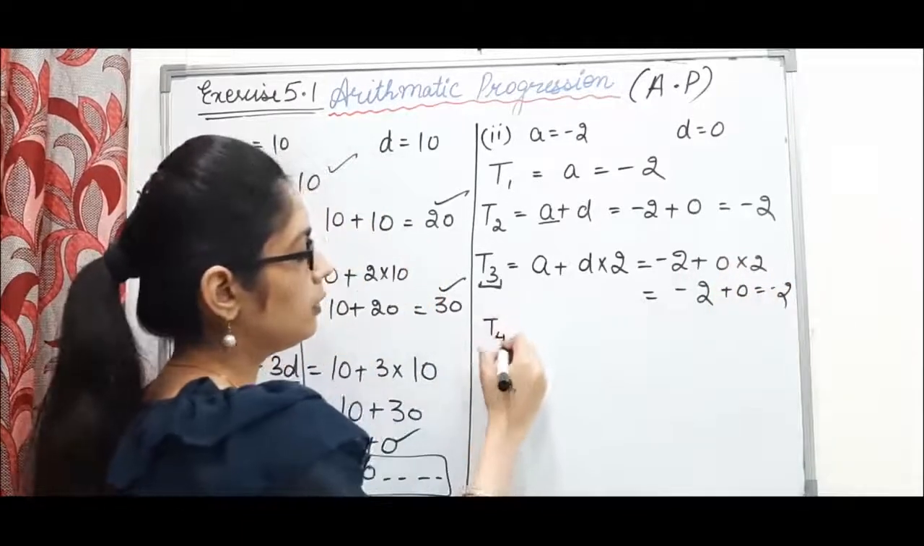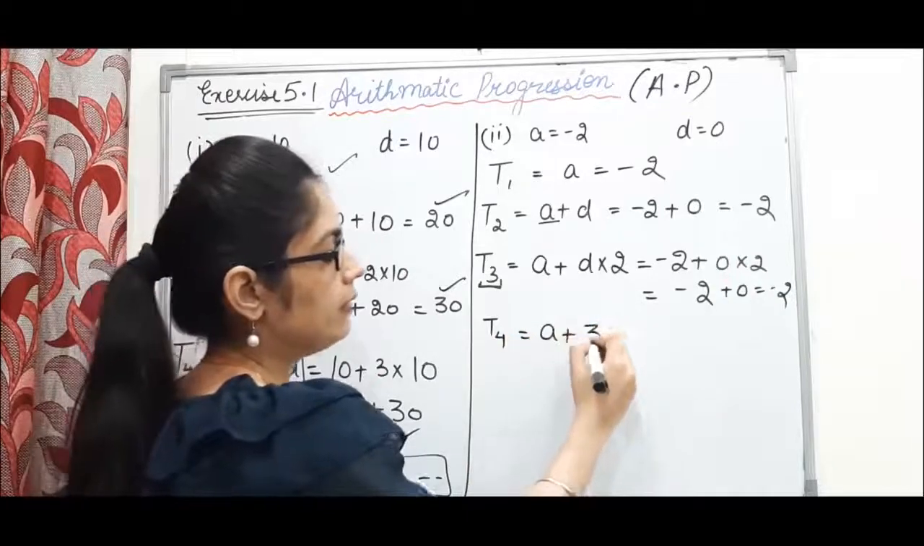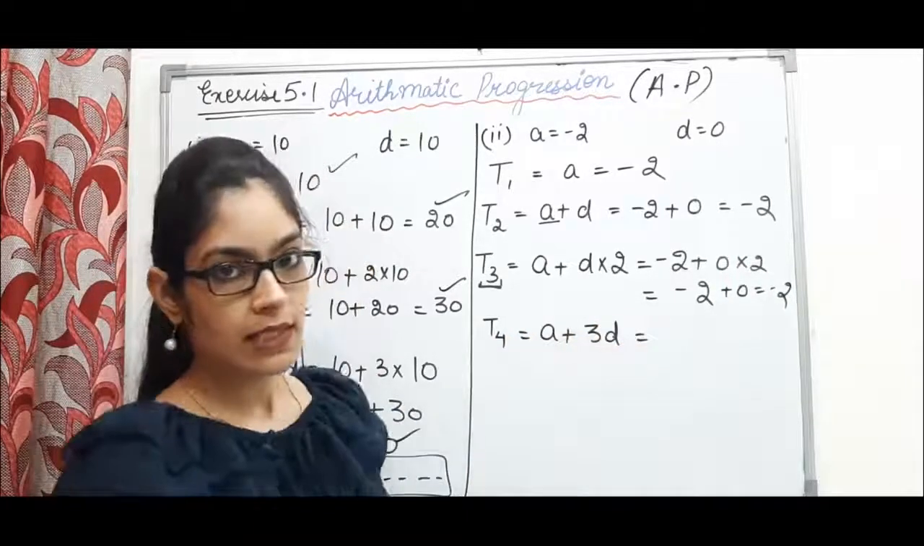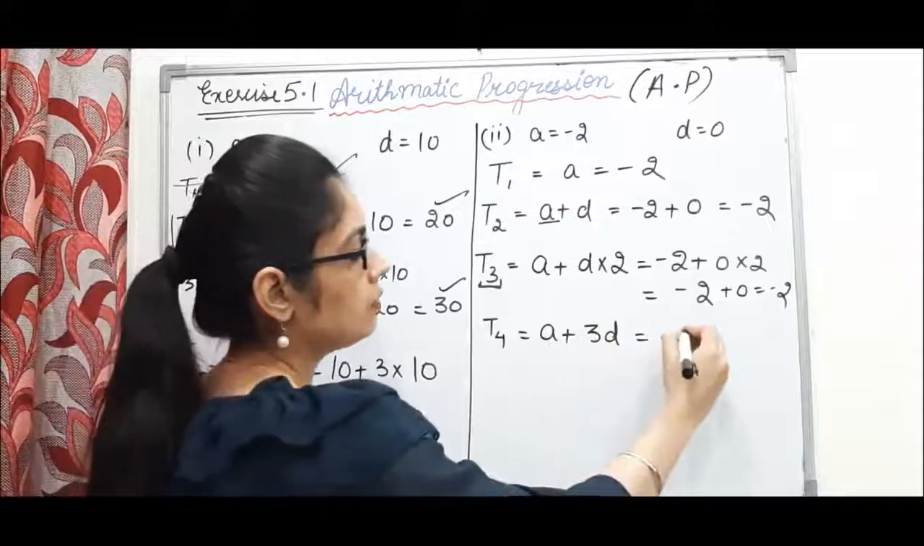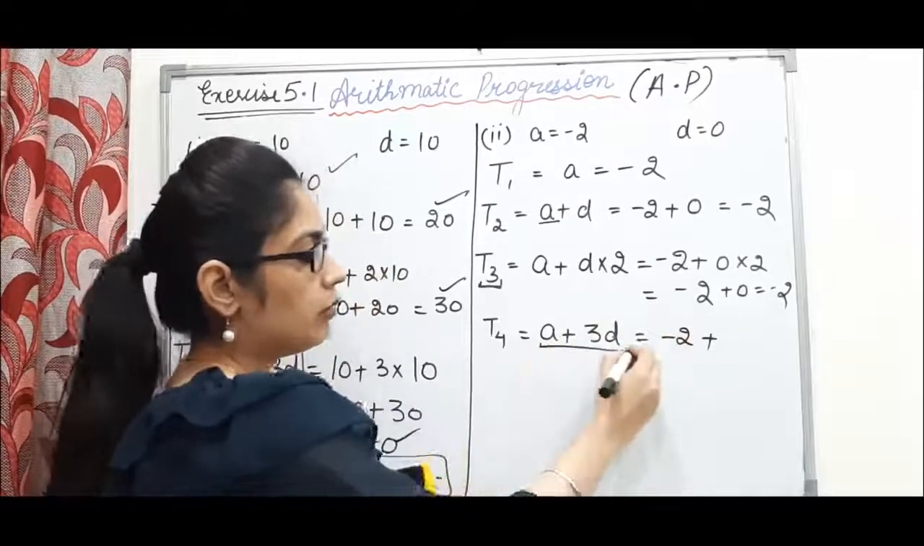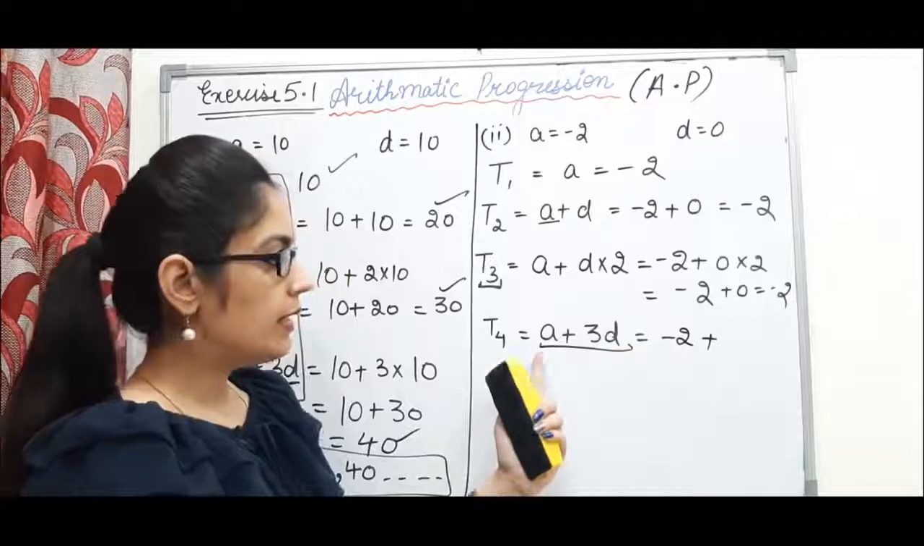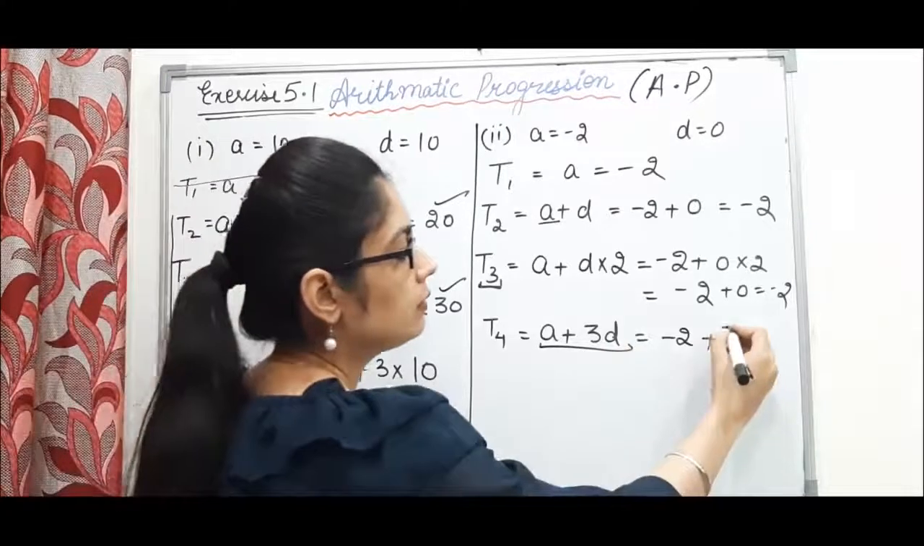Let us find the fourth term, a plus 3d. 3d means that 3 is getting multiplied by d. So, we are just substituting the values of a and d. A is given to us as minus 2, plus 3 into d.